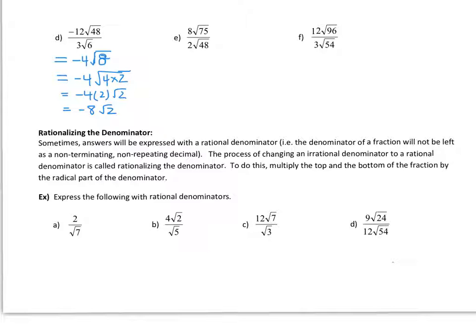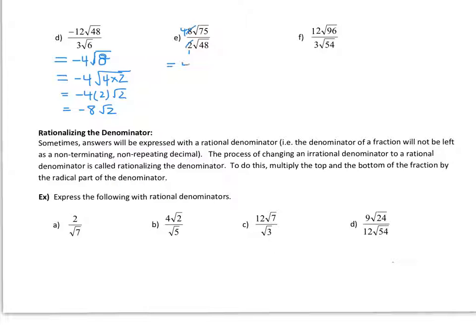Okay, part E, I'm looking at 8 divided by 2, and that gives me a 4. But if I try to do 75 divided by 48, it doesn't go nicely. So I do notice that 75 could be written in smaller terms. 75 could be a 25 times a 3. But while I'm at this, I'm going to actually do my 8 divided by 2. So that will become a 4.